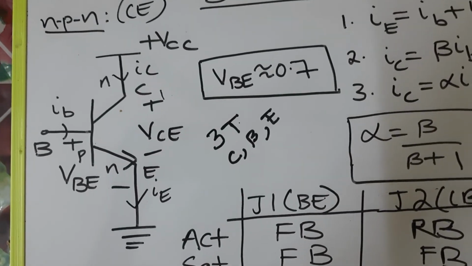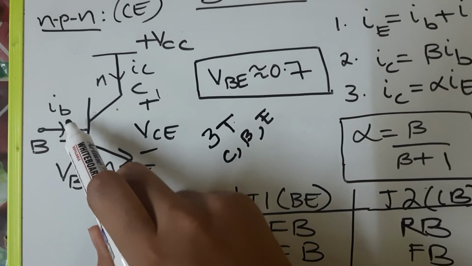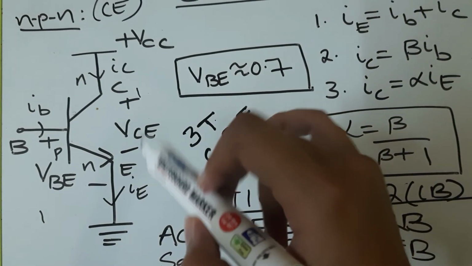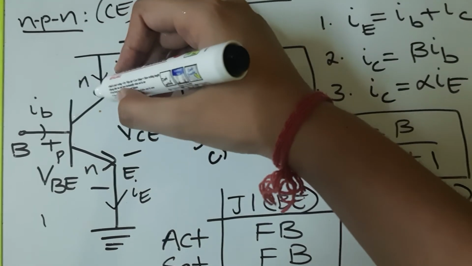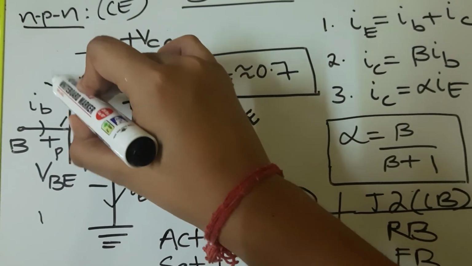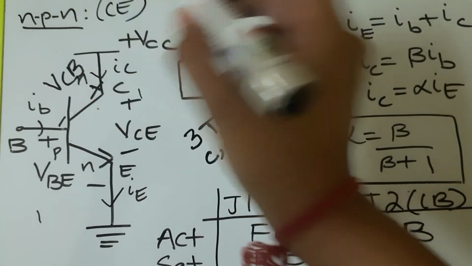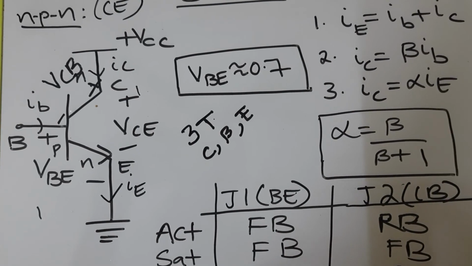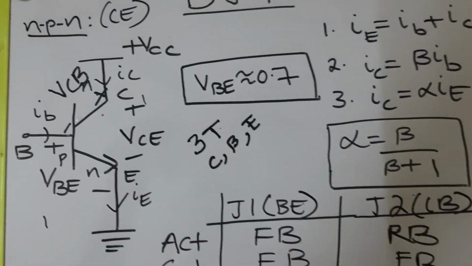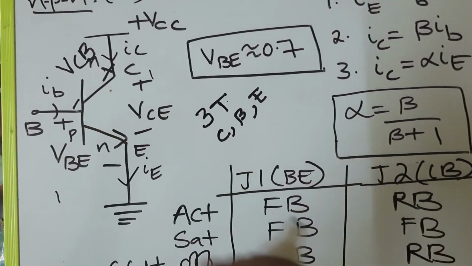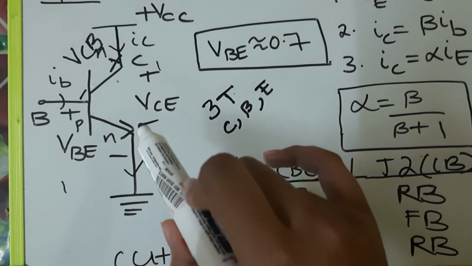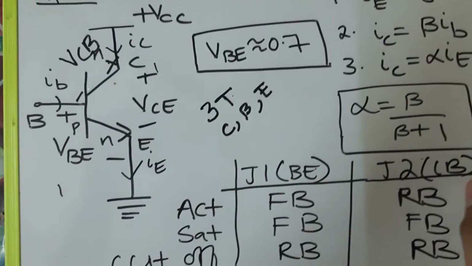So there are three basic voltages in the transistor: the base emitter voltage defined by VBE, the collector emitter voltage defined by VCE, and the collector base voltage defined by VCB. I hope it's clear. Now, since there are three voltages, there are three basic currents: the base current IB, the emitter current IE, and the collector current IC.